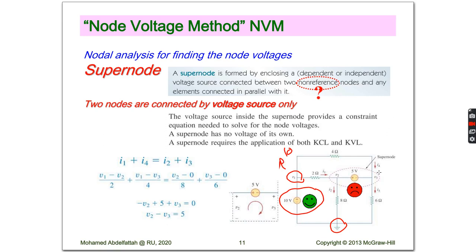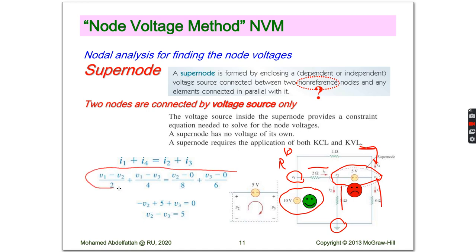But if the voltage source is connecting two non-reference nodes, in this case, you can't find the current in this branch. The equation for the current is the voltage difference over resistance, and we don't have a resistance here. Then we have to merge the two nodes together to make what's called a supernode. So we have now a supernode here. In this case, this is one node, and we have four branches entering this node. This is a branch, this is a branch, this is a branch, this is a branch.